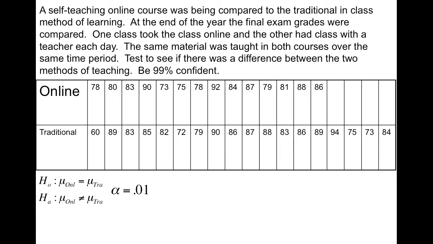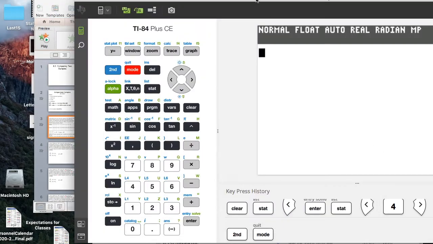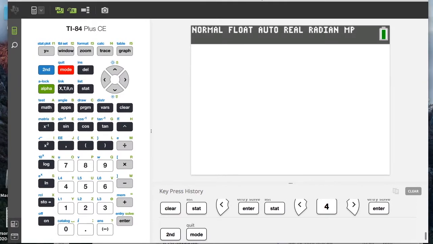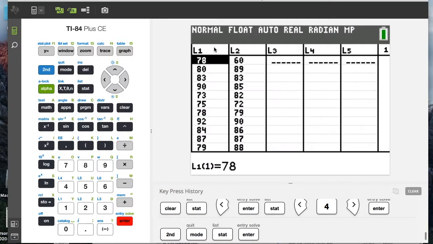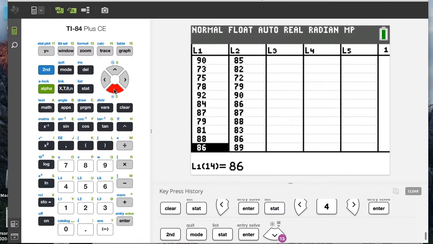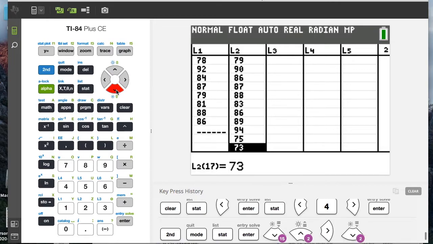So I'm going to exit out of here and go to my calculator real quick. And just like before, we need to enter those lists. In this case, they gave us two lists of data. So I have mine entered into L1 and L2. And this time, these are not corresponding. I mean, you can even see the lists are not equal size. We have more numbers in our traditional class than the online class, which is fine.